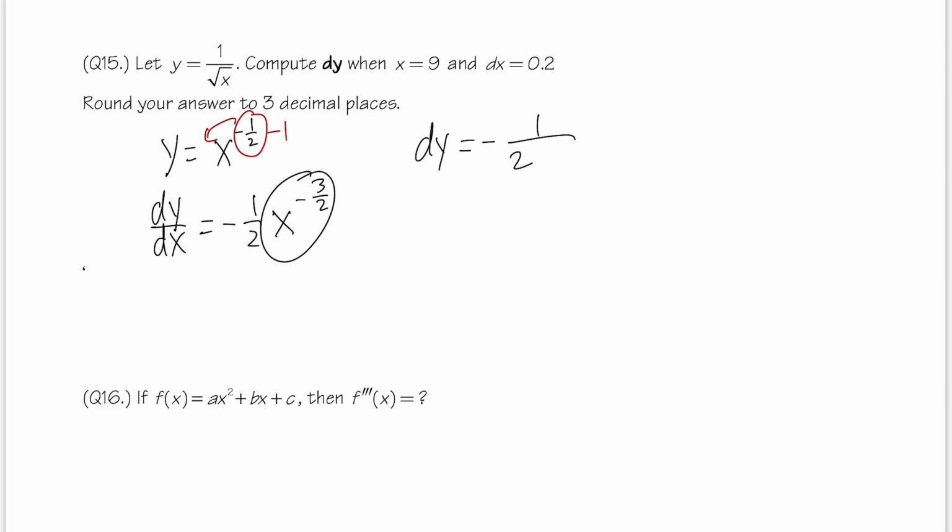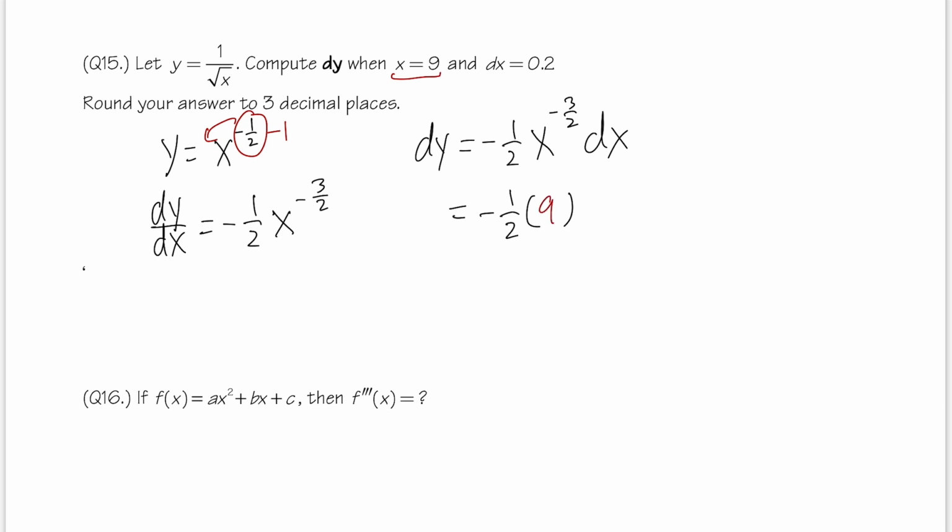And then perhaps also put this down on the bottom. Doesn't really matter that much though. Let me not do that because we'll be using a calculator anyway. So 1/2 and then x to the -3/2 power and dx. And now let's just plug in numbers. -1/2 and then x is equal to 9 goes here, raised to the -3/2 power, and then dx is 0.2, so multiply by 0.2. And then let's just go ahead and use a calculator for this.